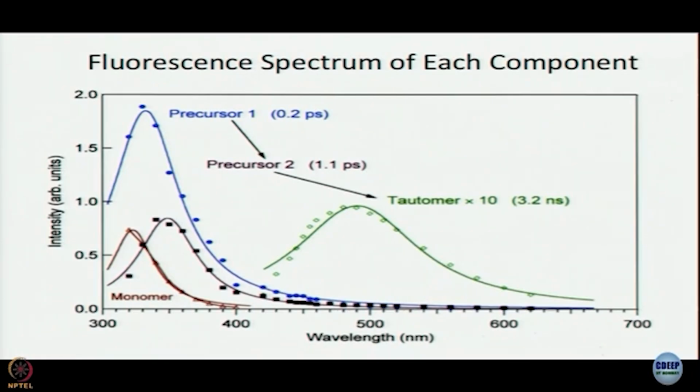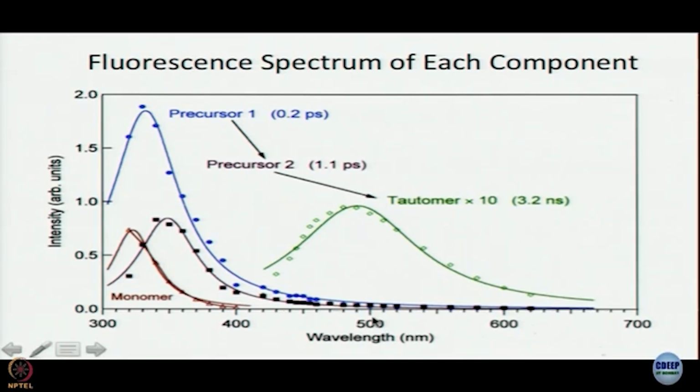So, hence doing all this from the time resolved data, Takeuchi and Tahara could construct the fluorescence spectrum of all the components. So, this is the fluorescence of monomer, not very difficult to find because it is there in the steady state. This is the fluorescence of tautomer, again not difficult to find because it is there in the steady state. So, that helps your time resolved data analysis also.